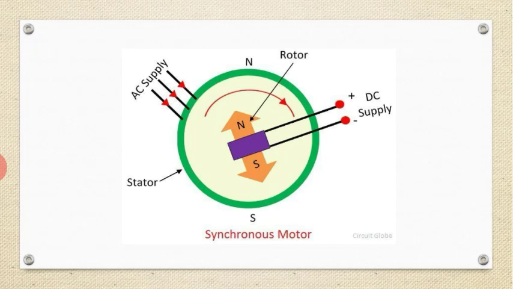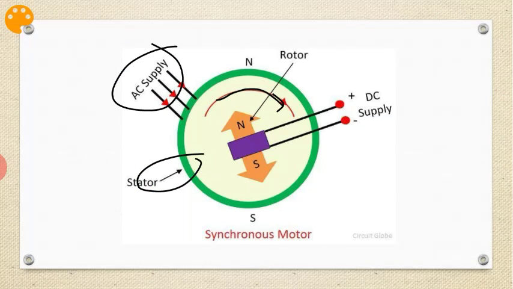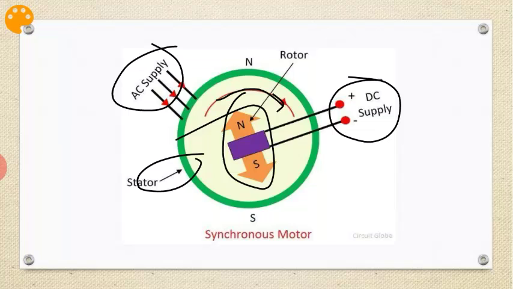Okay, this is another view of the synchronous motor. DC supply is given to the excitation coil on the rotor, and AC supply to the stator, which creates the rotating magnetic field. So AC supply is given to the stator, DC supply to the excitation coil, and this is the rotor.